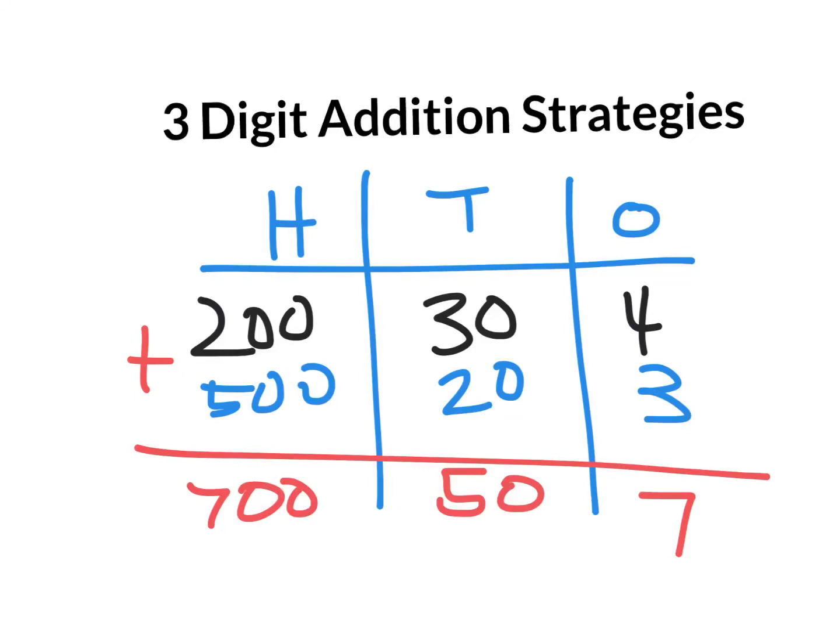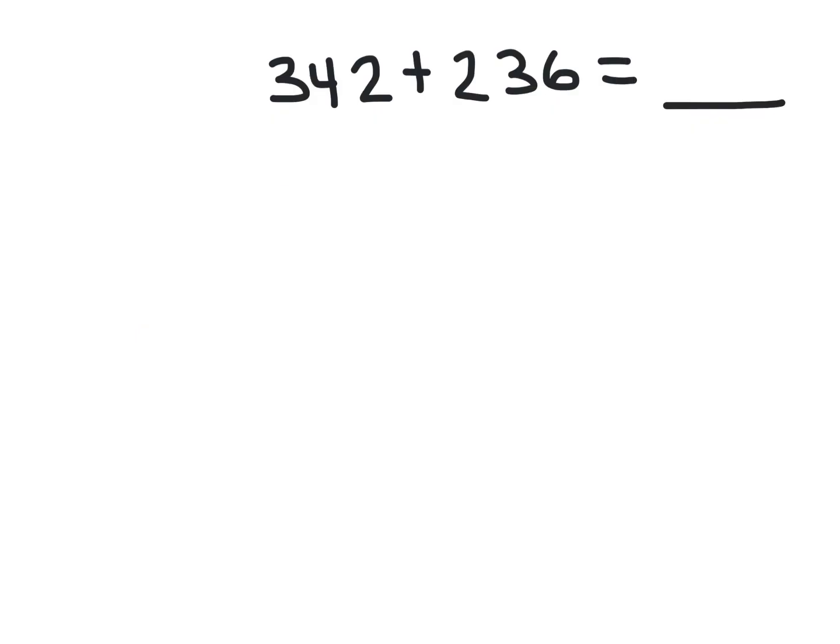Okay, today we're going to review two of our strategies. We're going to review expanded form and pull down for 3-digit addition. Okay, so we'll start off with expanded form. Make sure you have a whiteboard, marker, and eraser, and let's get ready to work on this.